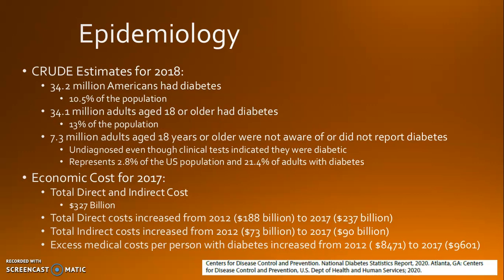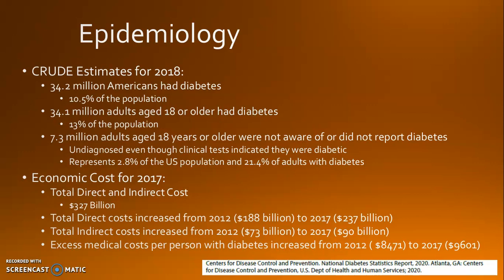In 2012, the excess medical costs for an individual with diabetes was about $8,400. That went up a little over $1,000 to $9,600 in 2017. So that's what it's costing individuals to care for themselves with diabetes, excess medical costs, typically in the year. And so what we're looking at here is a very costly disease.